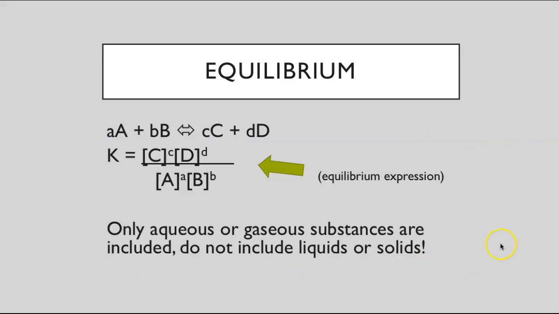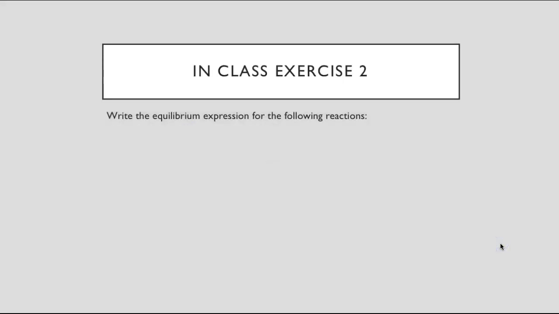Okay, so let's go through and do a couple of examples. I want to now do in-class exercise number 2. And we're going to write the equilibrium expression for several reactions. There's actually 5 of them. And hopefully, this is not usually something that people find very difficult. So let's look at the first reaction. So we have 2H2O2 in equilibrium, that's what this double arrow means, with 2H2O plus O2. So H2O2 is hydrogen peroxide. It forms an equilibrium with water and oxygen.